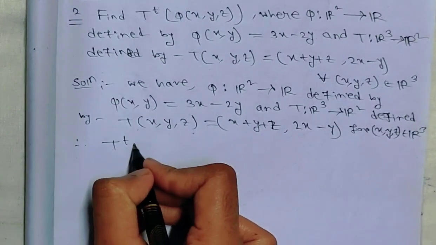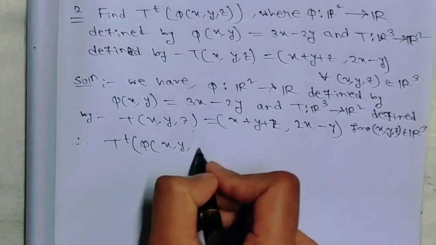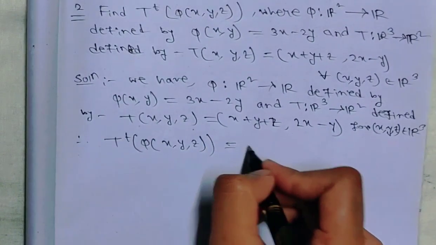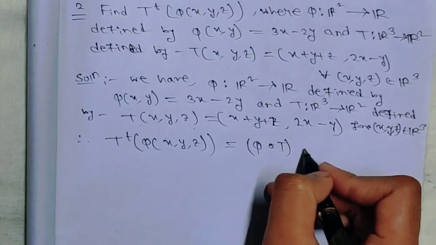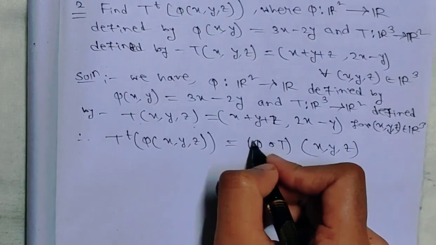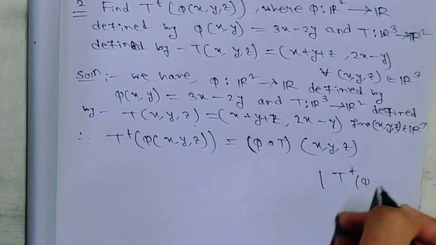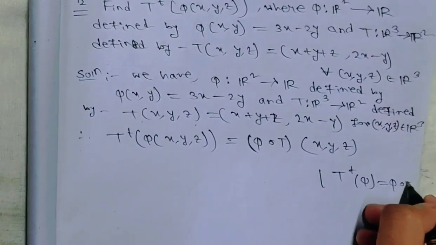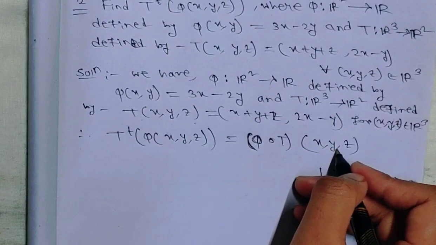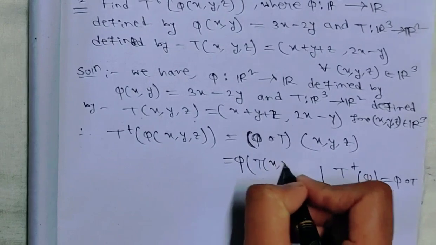Therefore, T transpose of phi of x, y, z equals phi naught T of x, y, z. By definition, we know that T transpose of phi equals phi naught T. So this equals phi naught T of x, y, z. That equals phi of T of x, y, z.